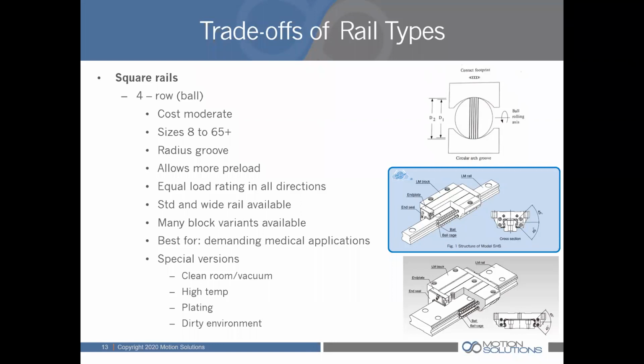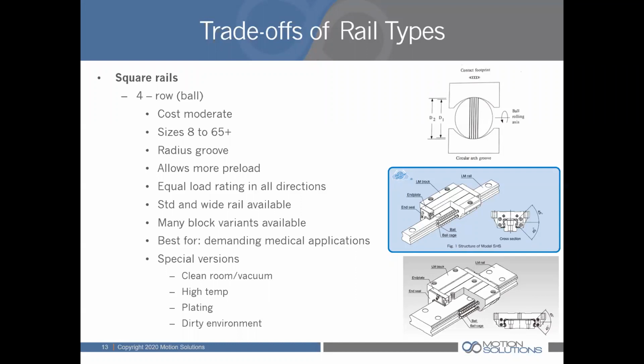There are many block types available. You've got standard and wide versions. You can see on the bottom right, we've got a wide version of the 4-row. These are very good for demanding medical applications when you have a heavier load, you can afford to have a little bit larger bearing, and a little bit heavier preload might be required.